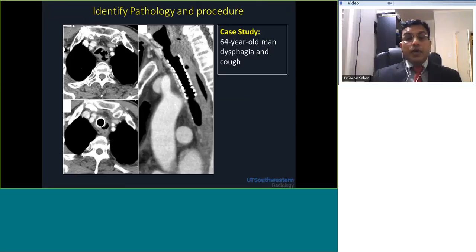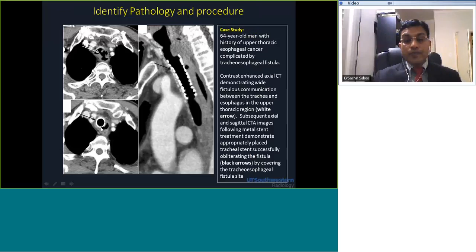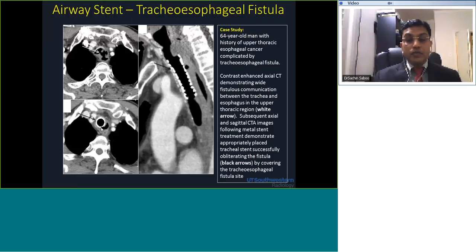Let's take an example of the indication of stents. As you can see here, the patient has irregular thickening of the esophagus, and this is a 64-year-old man with dysphagia and cough, and there is a communication of the thickened esophagus with the trachea, suggesting a fistula. Subsequently, the patient underwent stent placement in the trachea, and that communication was taken care of, and the patient did improve symptomatically. So there plays the role of this airway stent for treatment of tracheoesophageal fistula.